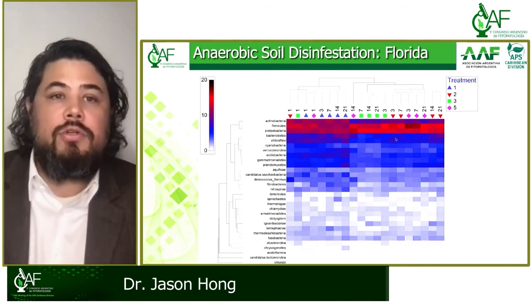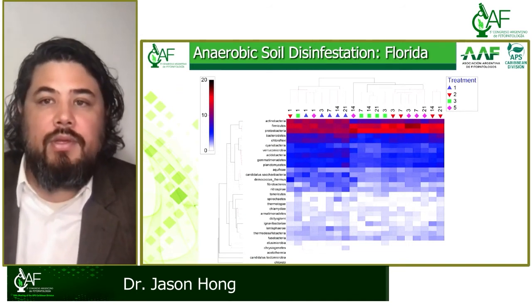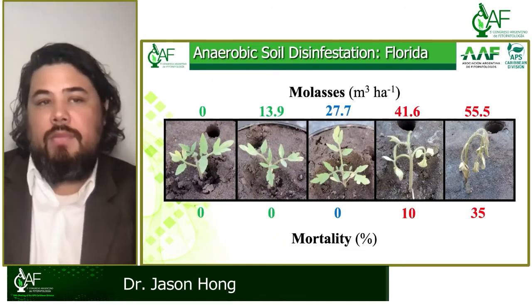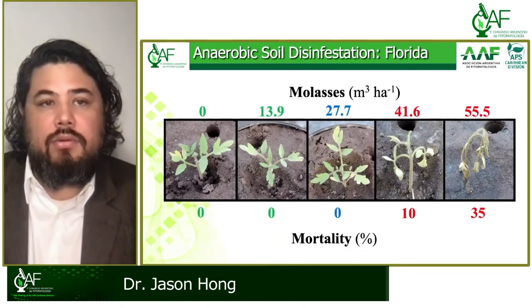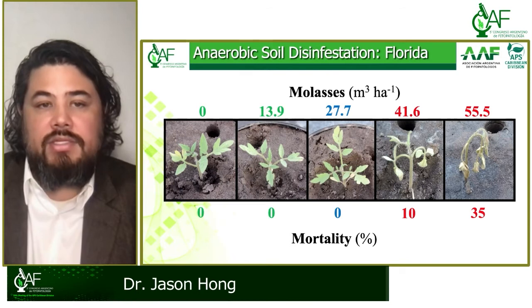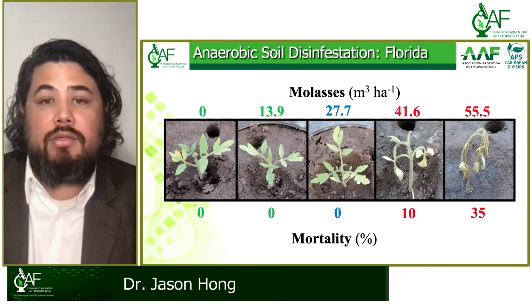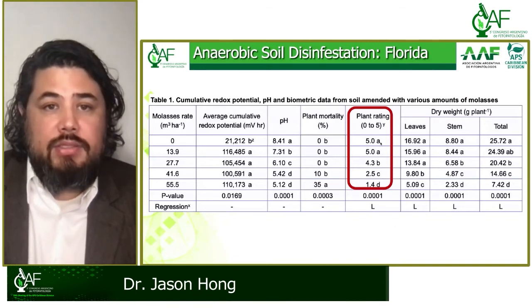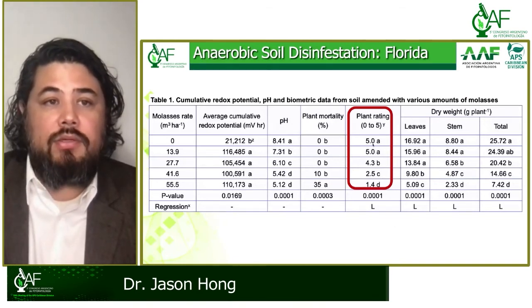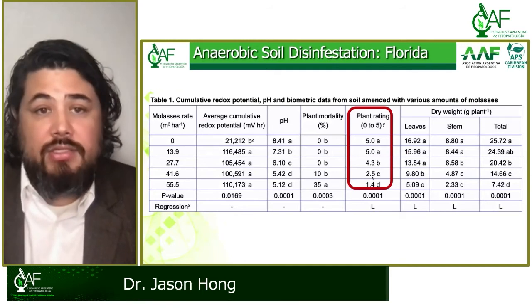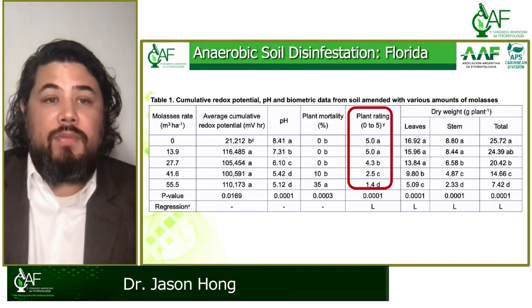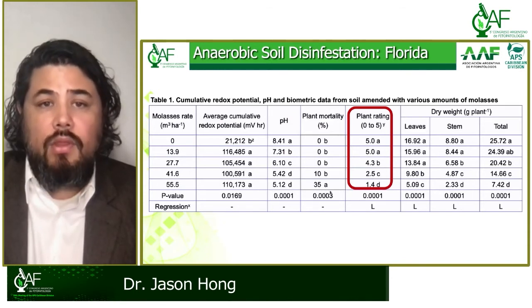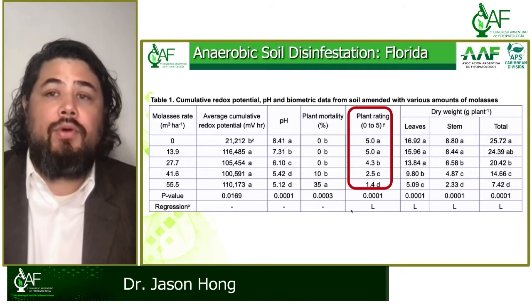But what does this all mean? We're just showing who's being affected by this. Well, when we planted the tomatoes, we added 0 molasses, our standard rate, 2 times, 3 times, and 4 times. The more molasses that was used, it was too acidic for the tomato plants, and we had a 10% mortality rate to a 35% mortality rate. Rating the plants on a scale of 1 to 5, we found that you should not add too much molasses to your soil. The pH did not recover. However, it was very effective for controlling soil pathogens.